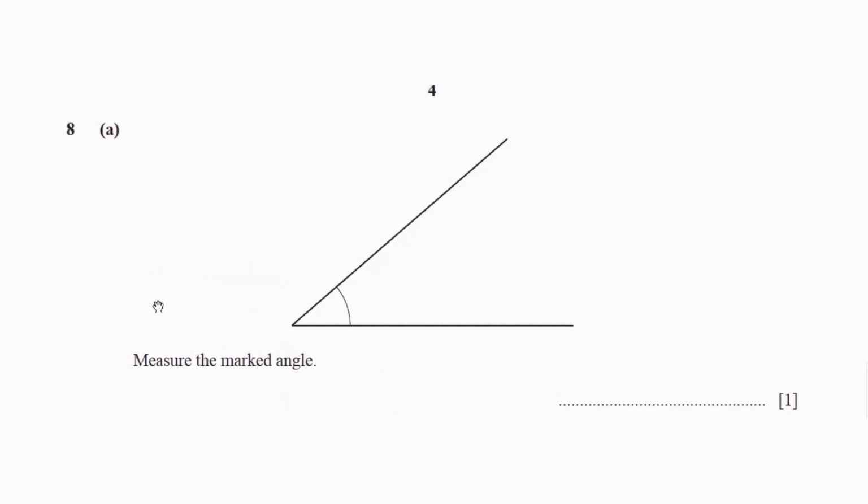In the next question, it says measure the marked angle. So for this, you'll take your protractor and put it over here at this intersection between these two lines. Your center will come over here at this point, and you will measure your angle from over here to this line, and whatever the value is, you would just write it down as your angle.